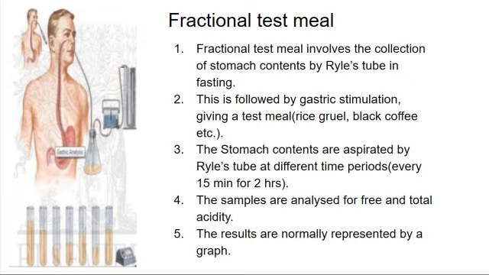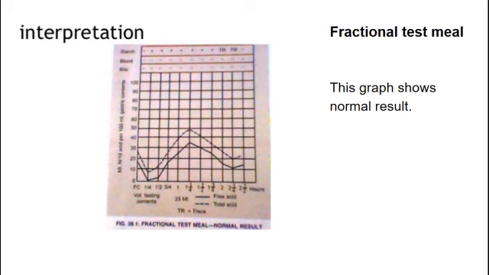The stomach contents are aspirated by Ryle's tube at different time intervals, usually every 15 minutes for 2 hours. The samples are analyzed for free and total acidity in the laboratory. The results are normally represented by a graph.